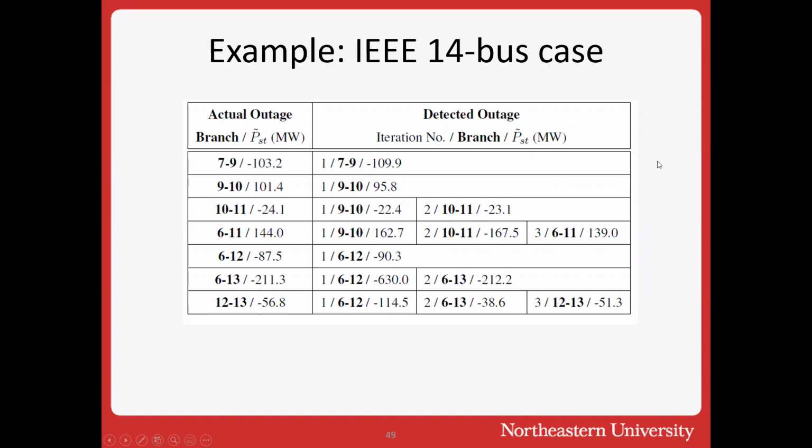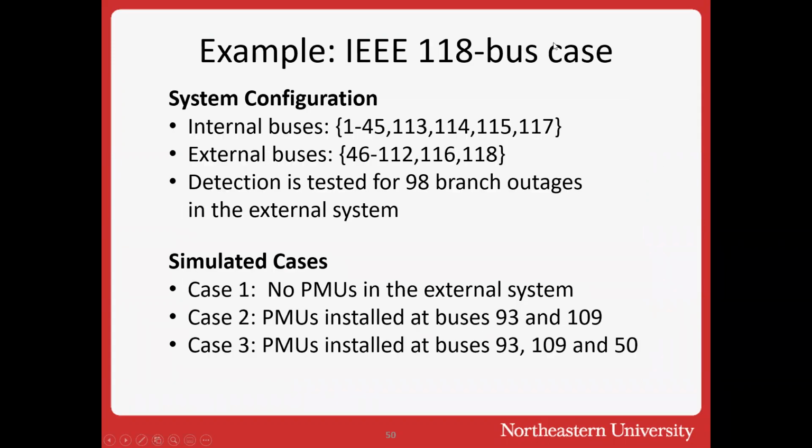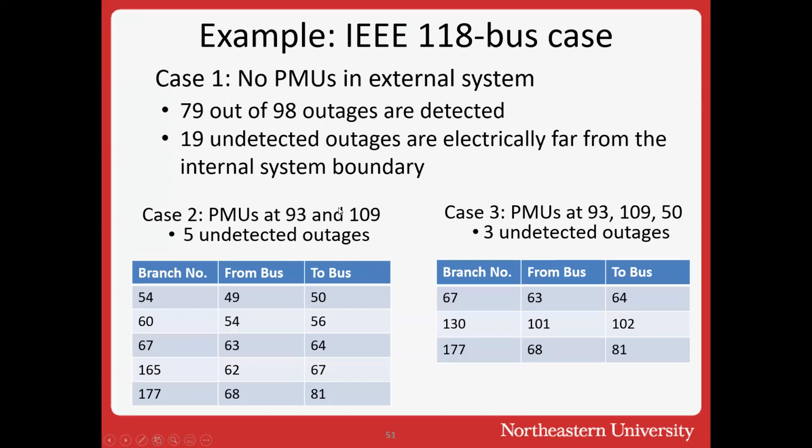Then we applied it also to the big system, the 118-bus system, where these are the buses defined as the internal buses and these are the external. We looked at several cases, and in this case we noticed that we can improve detection accuracy by adding a few PMUs in the external system. Of course, initially we assume that there are no PMUs in the external system. We are strictly relying on our boundary measurements and the internal state estimation results. But we can certainly improve if we somehow have access to 1 or 2 PMUs from the external system. And this is shown here.